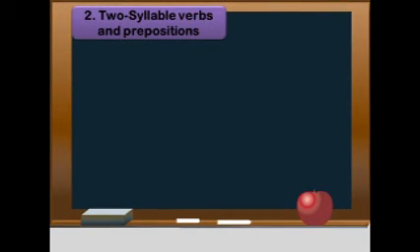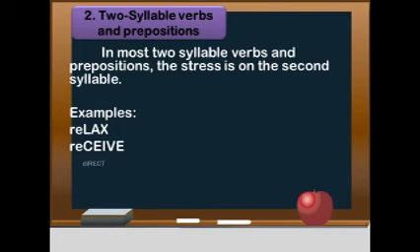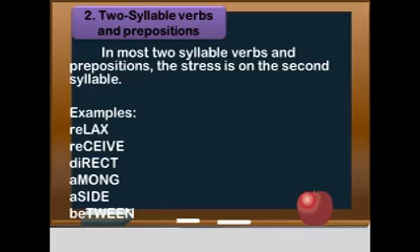Number 2. Two-syllable verbs and prepositions. In two-syllable verbs and prepositions, the stress is on the second syllable. Here are the examples. Relax, receive, direct, among, aside, and between.